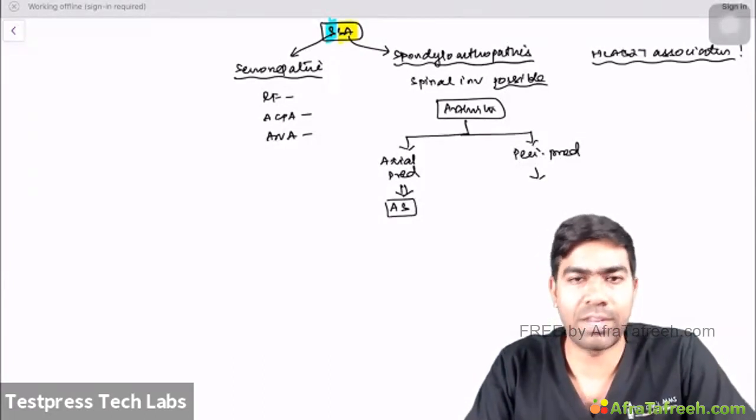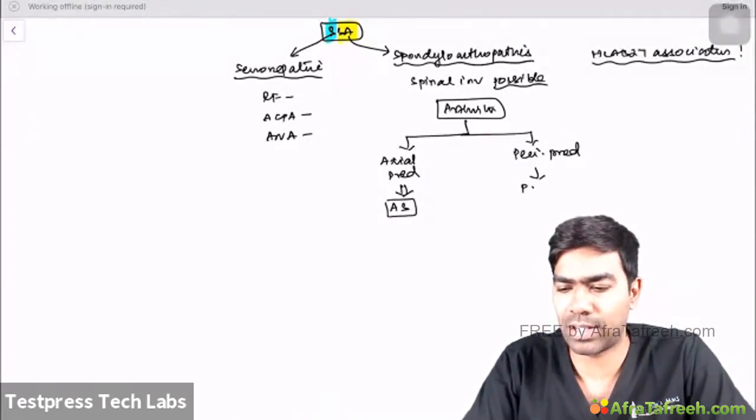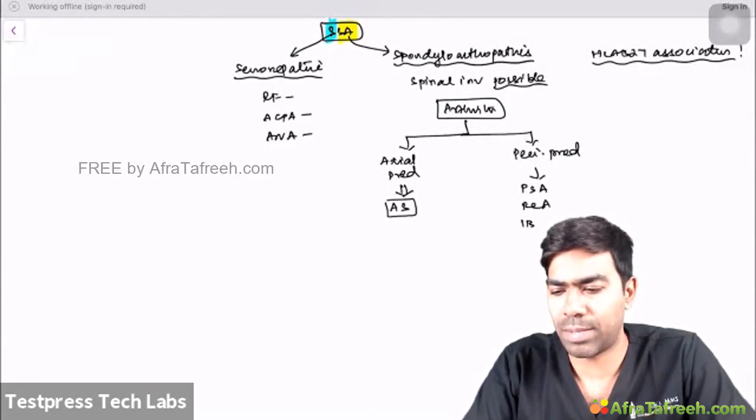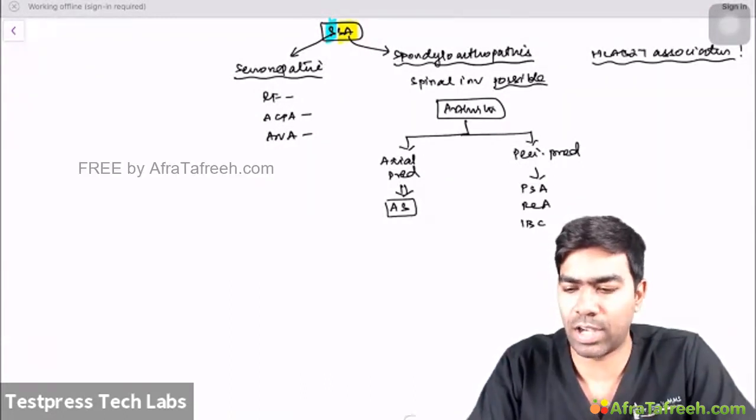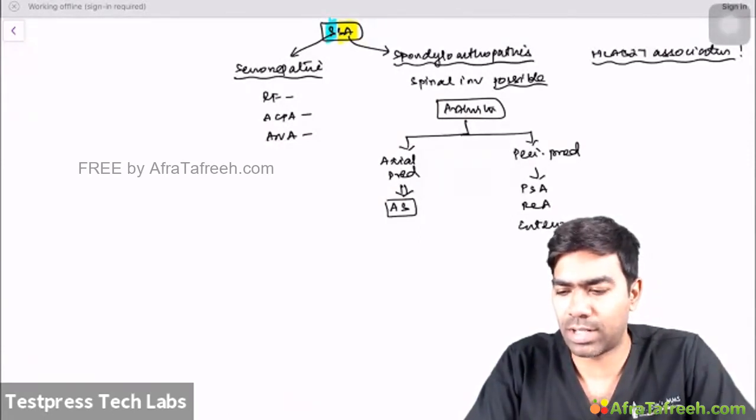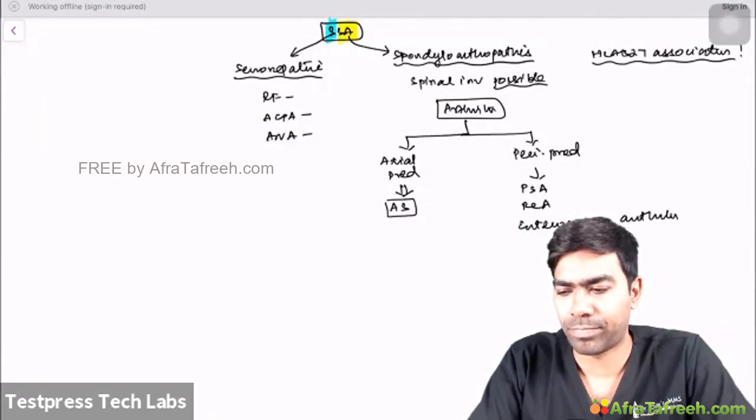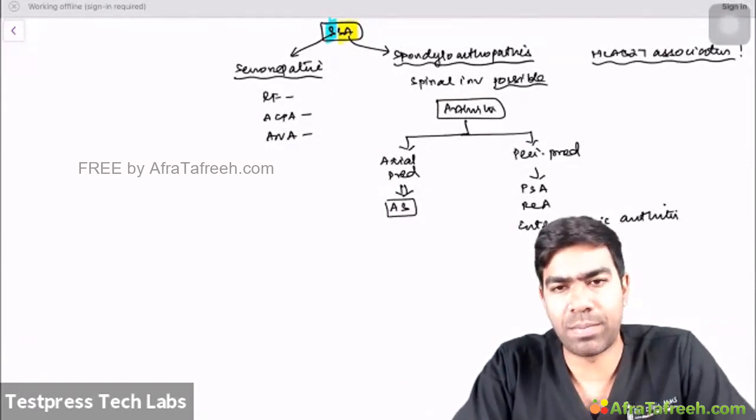And as far as the peripheral predominant spondyloarthropathy is concerned, you have other things: psoriatic arthritis, reactive arthritis, called Reiter syndrome, then IBD associated arthritis, otherwise referred to as enteropathic arthritis. So I can write enteropathic arthritis, that is IBD related arthritis. So these are peripheral predominant arthritis.